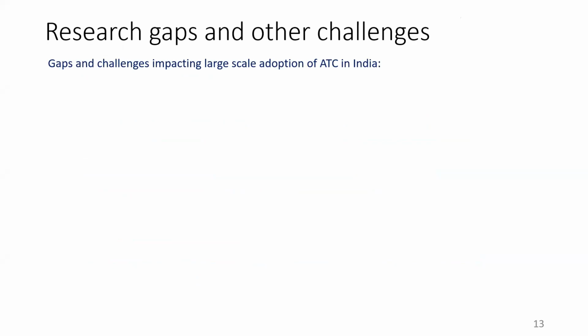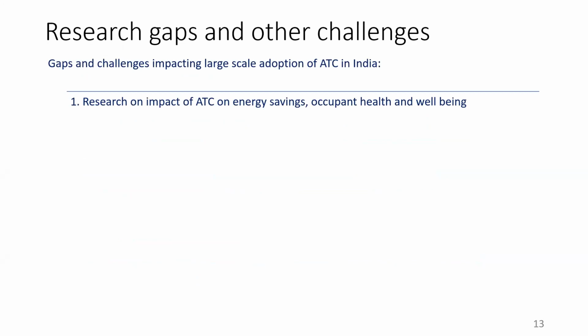So based upon the review of national thermal comfort research and its applications in India, the following gaps and challenges have been identified with respect to larger adoption of adaptive thermal comfort based building design and operation in India. First, more India-specific research on quantifying the impact of adaptive thermal comfort on energy savings, occupant health, and well-being can be conducted for different building types, operation modes, and climatic zones.